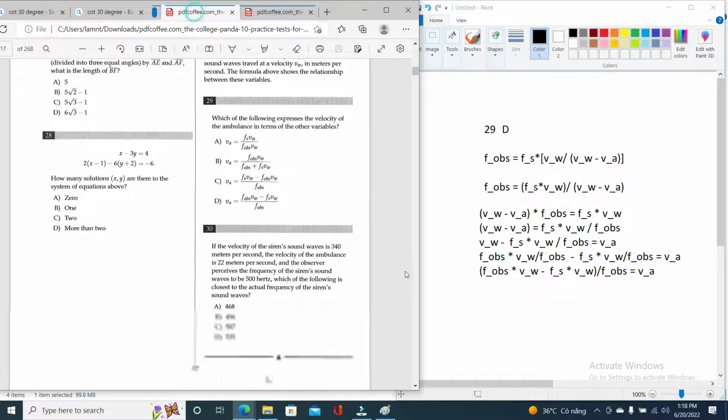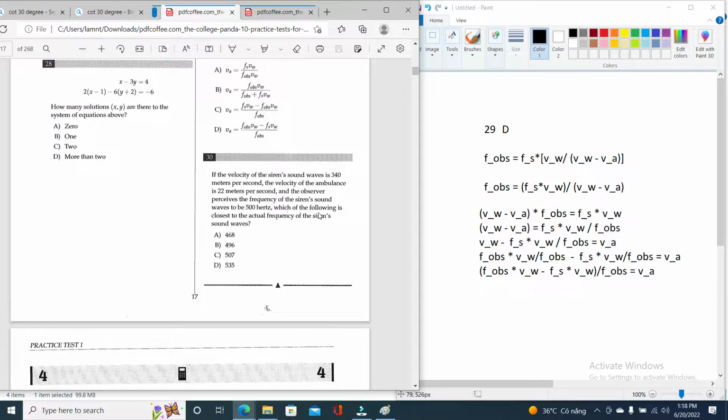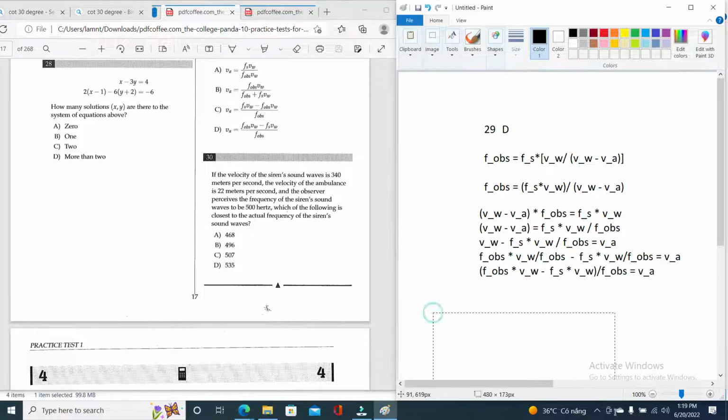Alright. Let's do number 30. The velocity of the siren sound wave is 340 meters per second. The velocity of the ambulance is 22 meters per second. And the observer perceived the frequency of 500 Hertz. Which of the following is closest to the actual frequency of the siren in the sound wave? Okay, so we have to use this formula D here. So 29, 30.